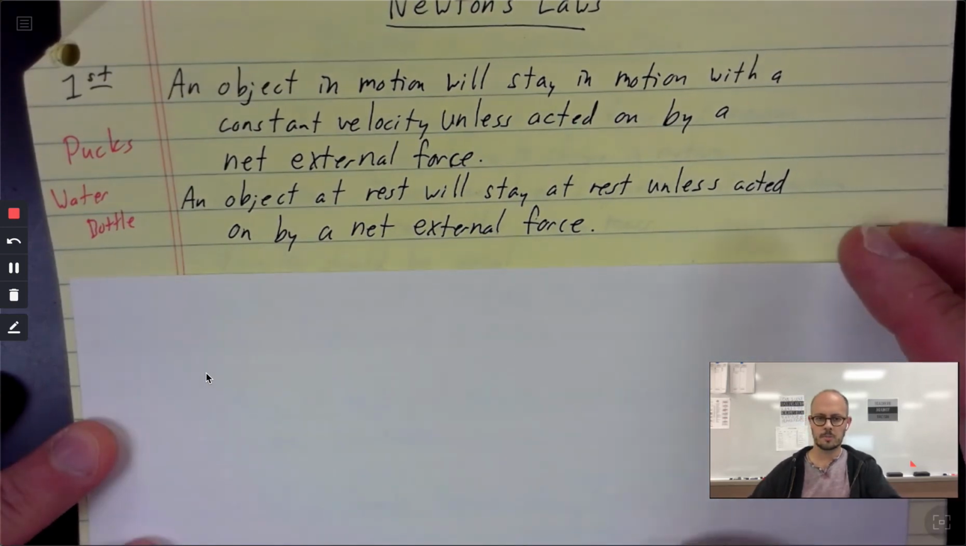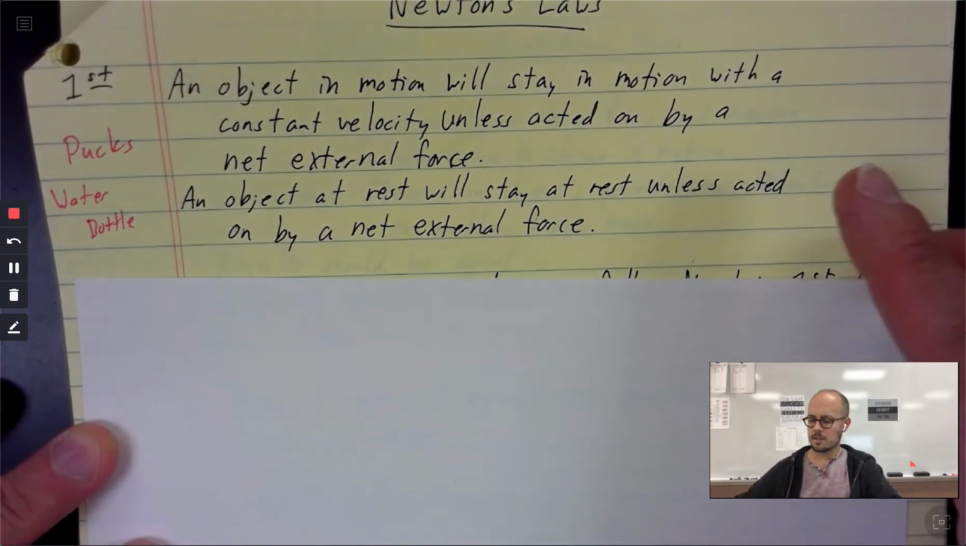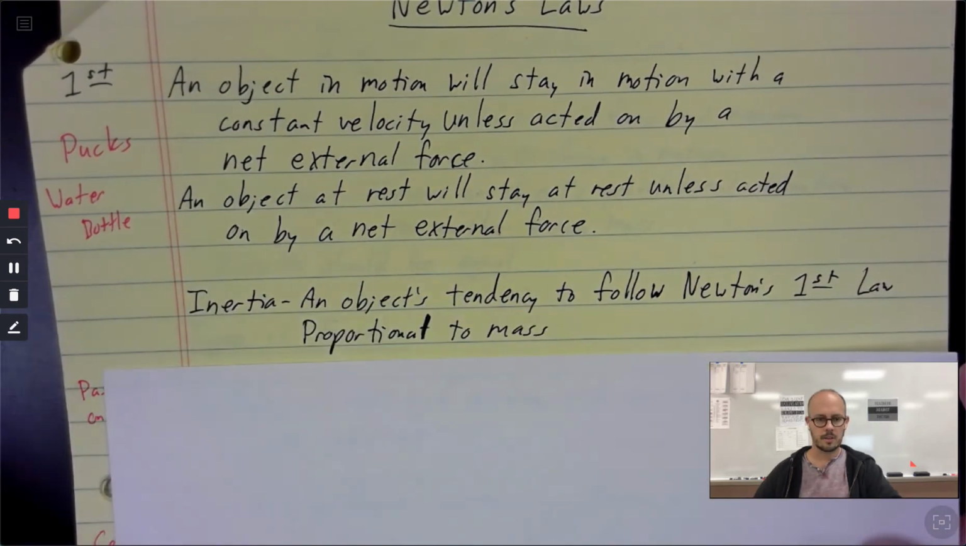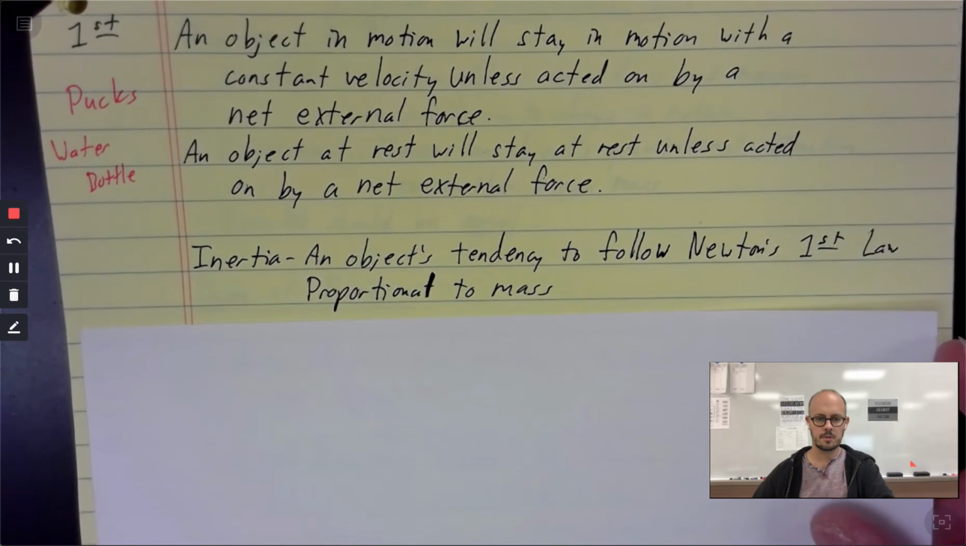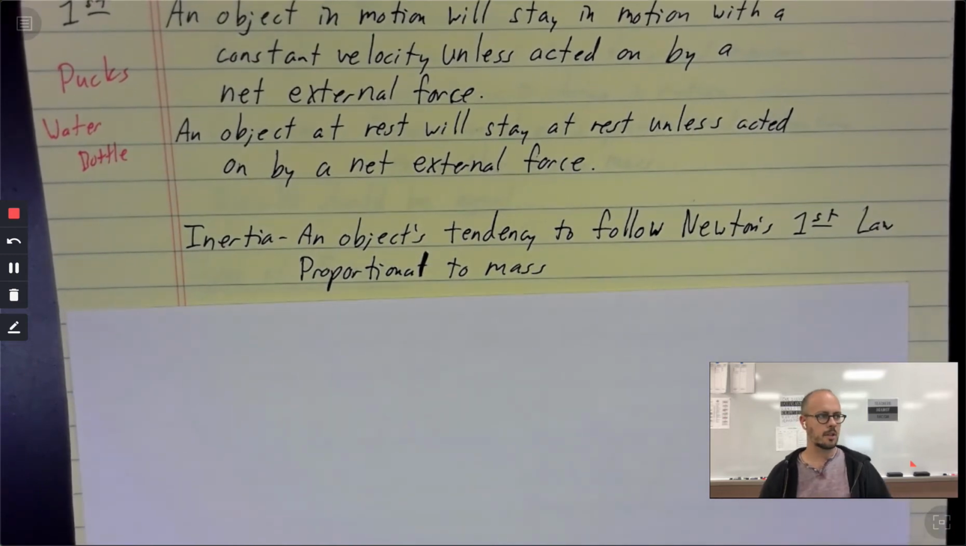To say a little bit more about that, we start with inertia. Newton's first law is based off of Galileo's law of inertia, or understanding of inertia. We define inertia as an object's tendency to follow Newton's first law. Think of that as how effectively it will continue in constant velocity motion or continue to be at rest when it is subjected to a net external force. So the more inertia something has, the more effectively it will retain its motion when subjected to a force.